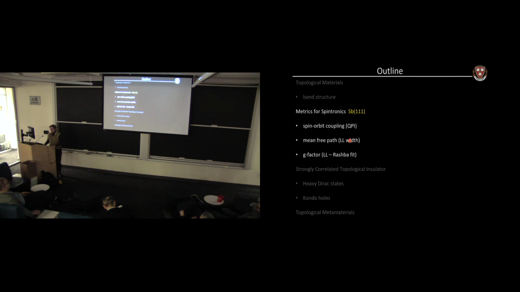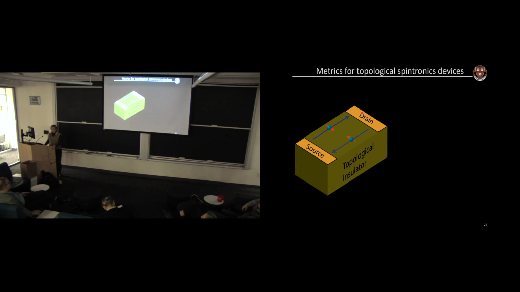Okay, so what are some metrics for what would make a good topological material for a spintronics application? I'm going to give you some examples on the material antimony. Antimony is a humble element, but it turns out it's a topological element, and this also was shown by Professor Ray in his PhD in 2009, I believe, that antimony by itself as an element is topological, has a topological surface state.